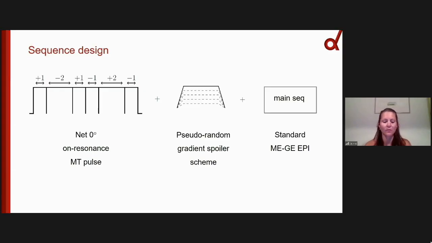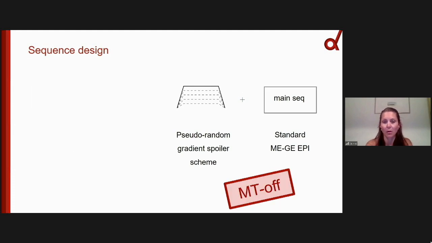To achieve constant steady state of continuous signal suppression, the MT pulse is played out before every excitation. Therefore, it is not straightforward to interleave the MT experiment with a standard multi-echo gradient echo EPI for comparison in one go. We decided to compare what we call our MT on experiment to the MT off situation, where the MT pulse is turned off while all other parameters are kept constant.